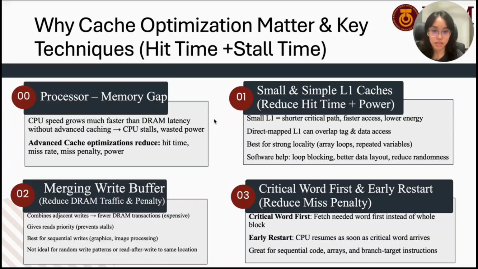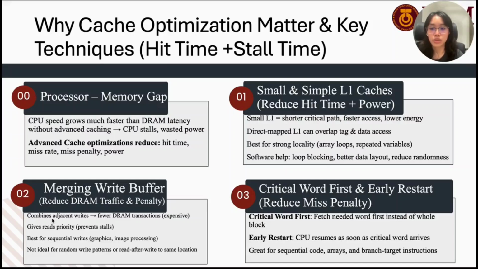There are a total of 10 advanced cache optimizations distributed into 5 categories. I'll be explaining each category with one example, according to the lowest cost and complexity. First, small and simple L1 cache. L1 will be fast because it follows the CPU's speed. Small L1 has a shorter critical path, and works best with array loops and repeated variables.